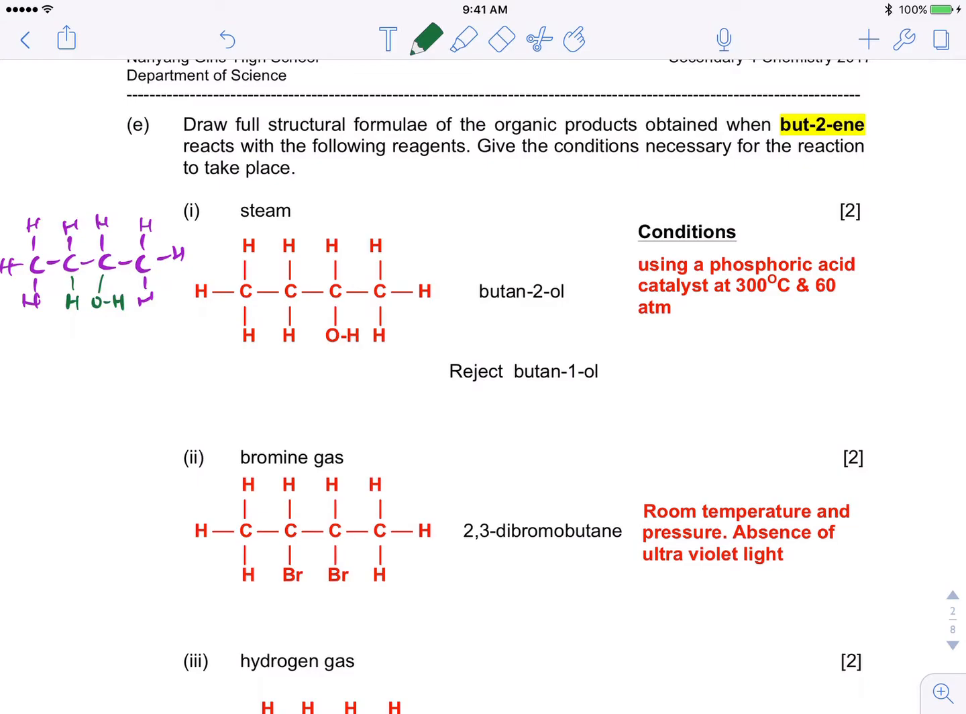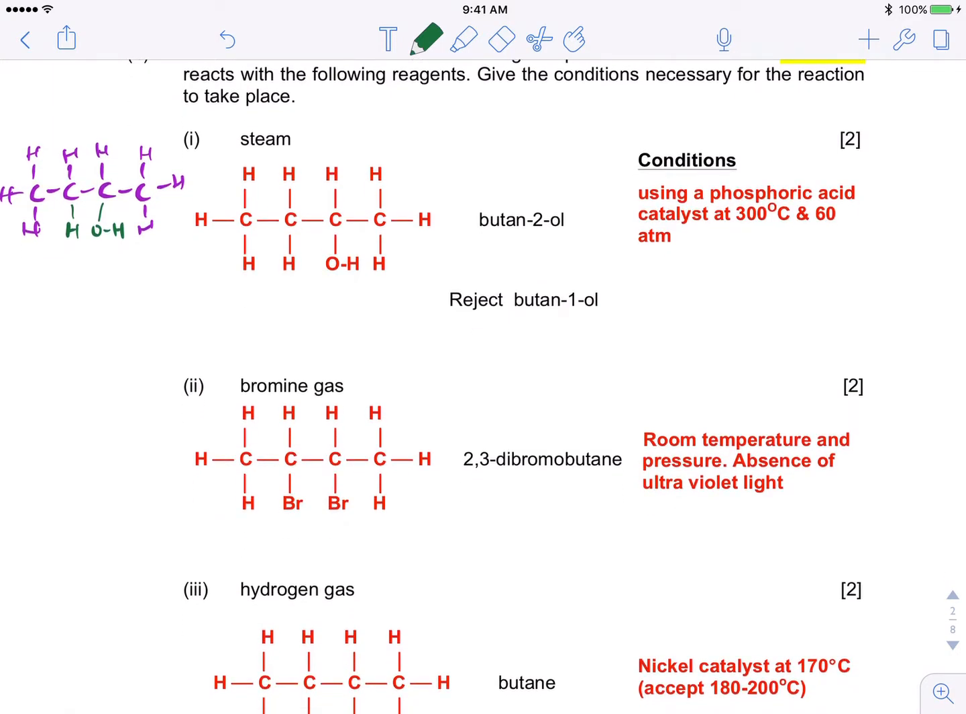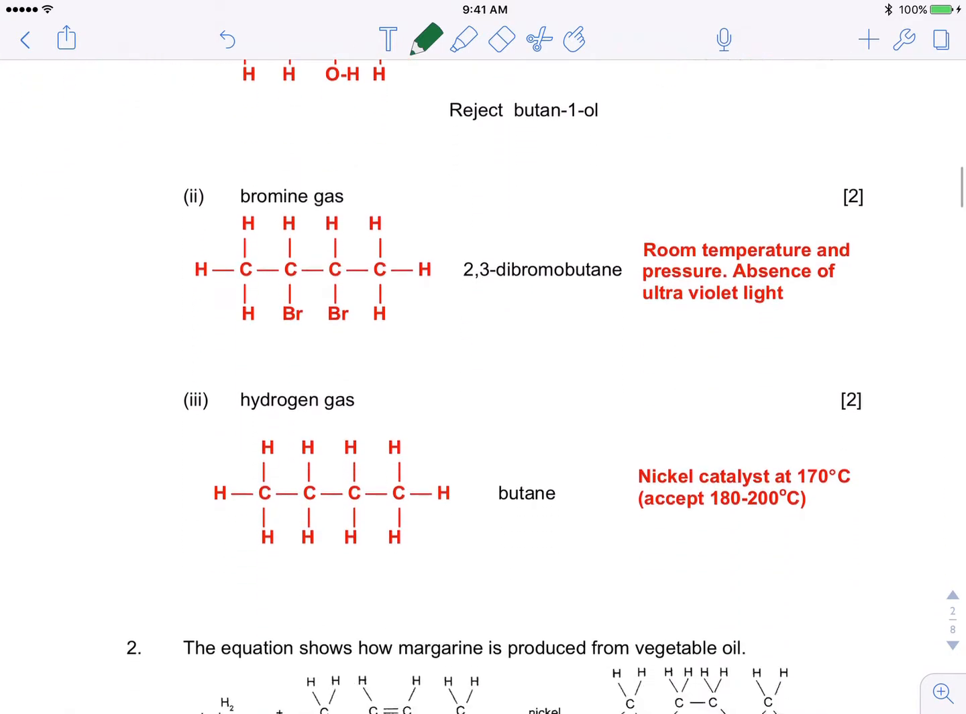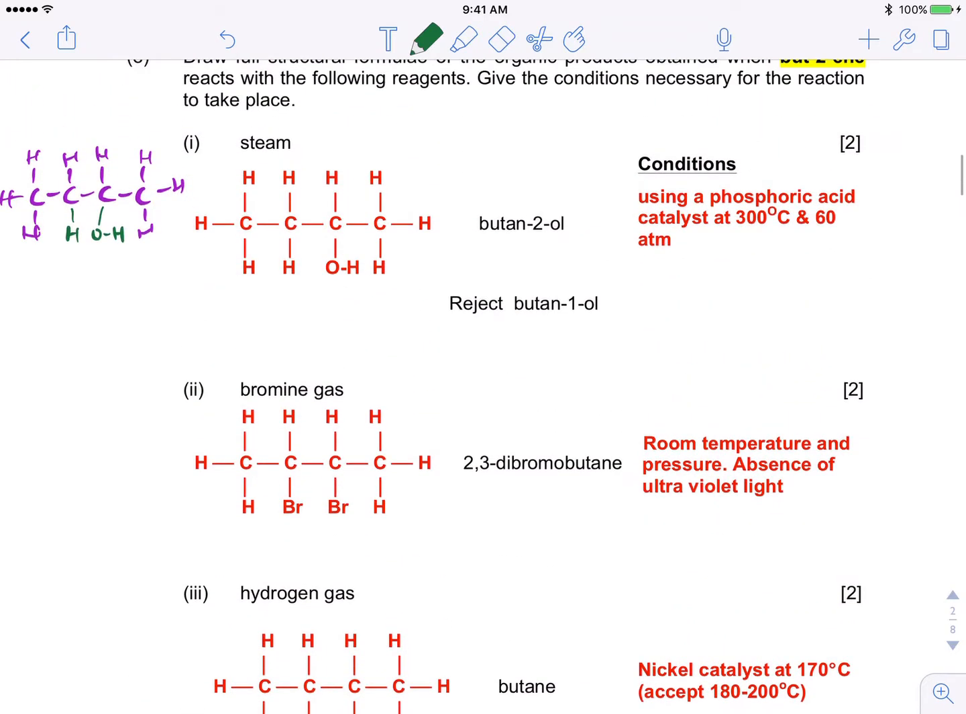Okay, so catalyst, phosphoric acid, 300 degrees Celsius, 60 or 63 atm. Okay, bromine gas, again, let me copy and paste this.